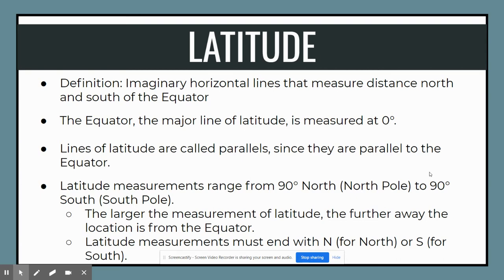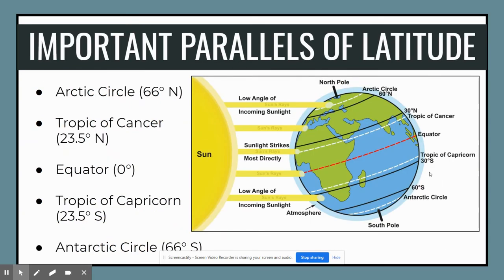Latitude lines are ones that measure left to right. So latitude lines are flat, and they are measured north to south. We'll see that in a bit. The equator is the major line of latitude, and it is 0 degrees. We are going to see that, I believe, on the next slide.